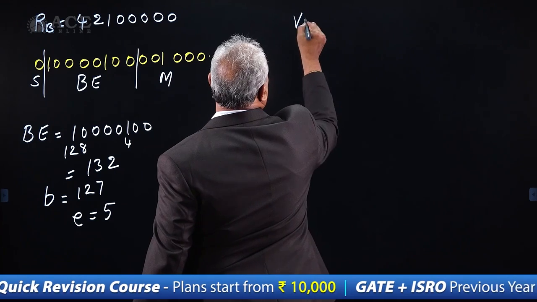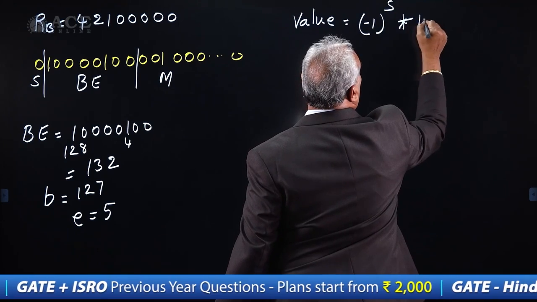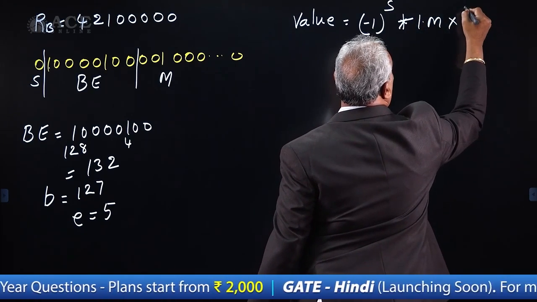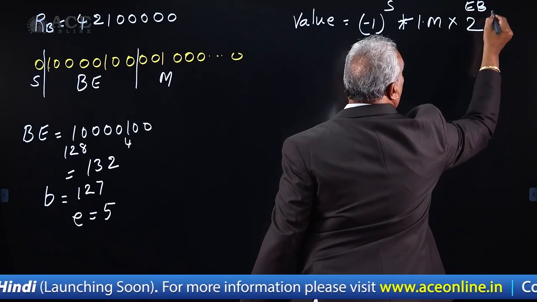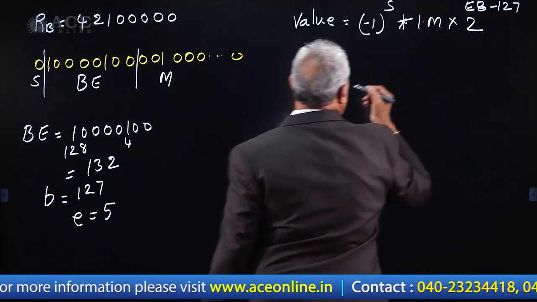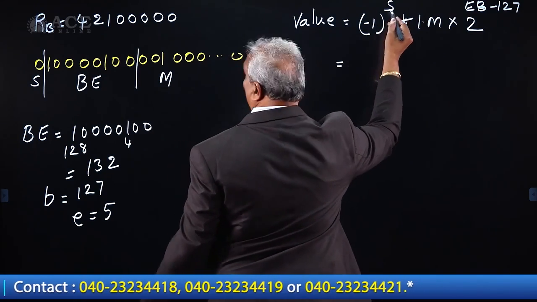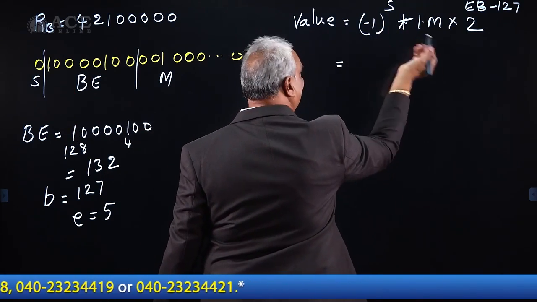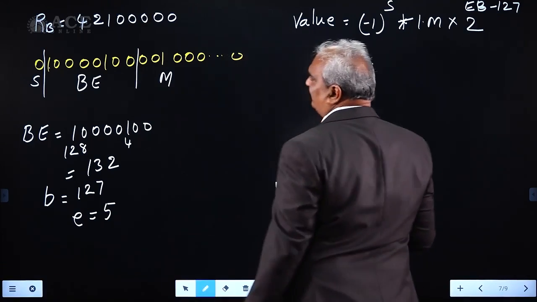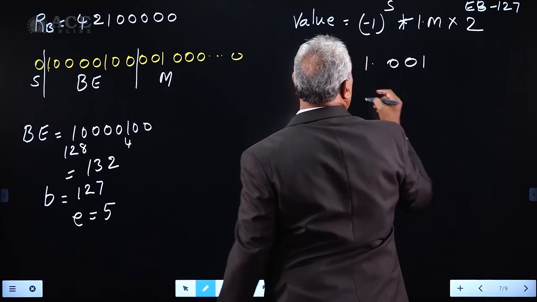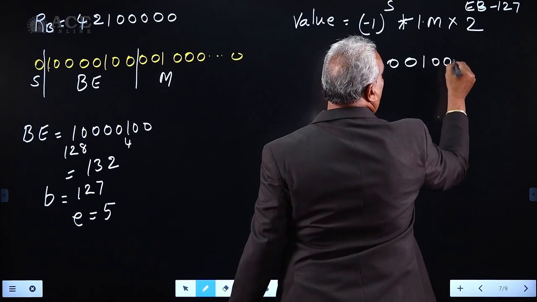So here the value expression is like this: minus 1 whole power S into 1.M into 2 power (E minus 127), where E is the biased exponent. It is nothing but minus 1 whole power 0, which is positive, default sign is positive, not needed, right? Plus 1 point, what is M here? 0, 0, 1. This one is nothing but hidden bit. 0, 0, 1, remaining all are zeros.